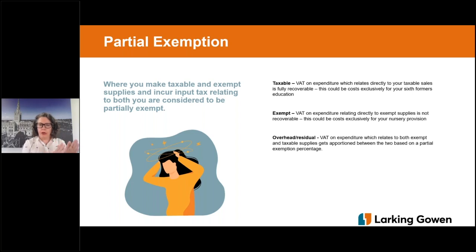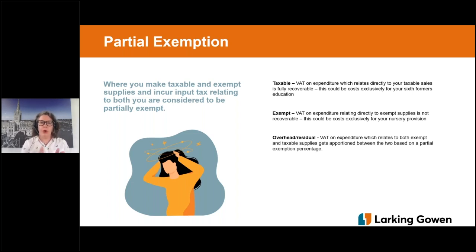We look at our costs, we look at the VAT on those costs, and we attribute those that we can to our wholly taxable outputs. So that could be costs that you incur exclusively for your sixth formers, perhaps for their education. If they only generate taxable income for you, you can have all of that VAT back. If you've got VAT on costs that relate wholly to your exempt income, so your nursery provision, let's say you're building a new nursery building and it's only going to be used for your nursery children, then you cannot have the VAT back on those costs because it's wholly attributable to your exempt activities.